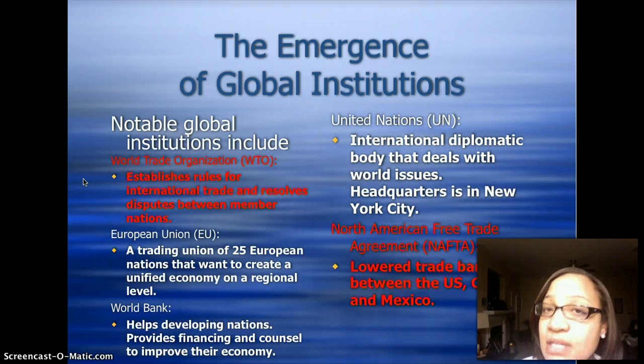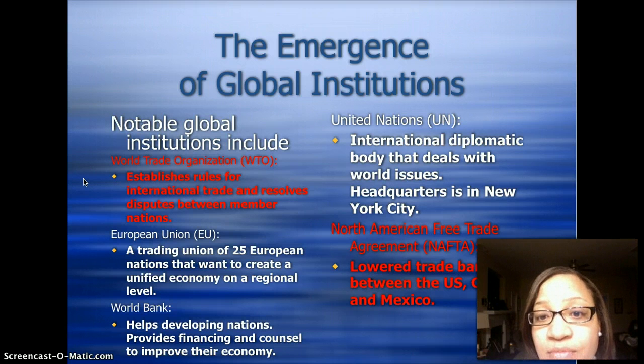Then you have the United Nations, which was created after World War II. It's the international diplomatic body that deals with world issues, and its headquarters just so happen to be in New York City. But remember, the membership comes from the whole entire world.